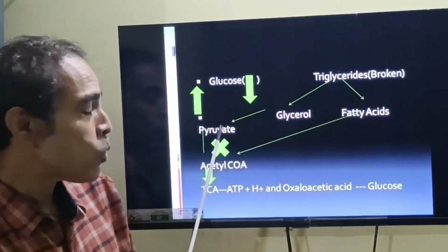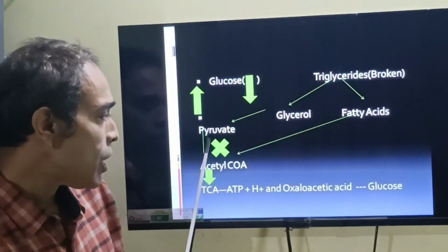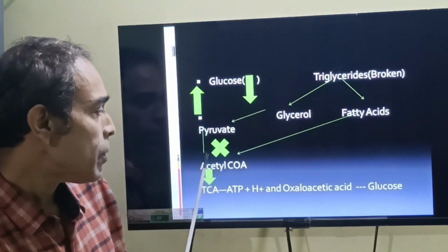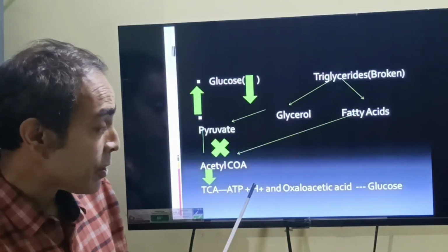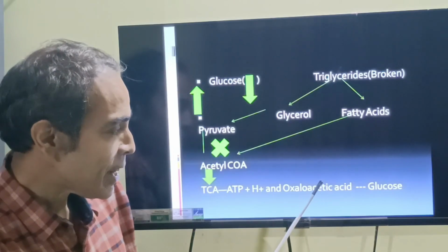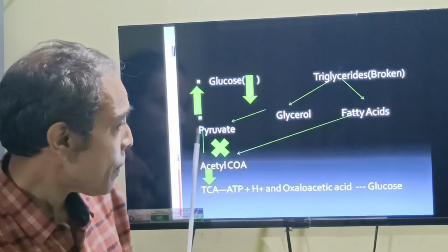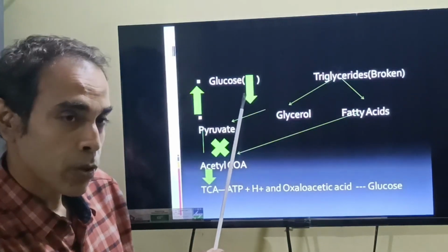Now pyruvate can go two ways. One is it can go to form glucose, or it can jump into the TCA cycle forming acetyl coenzyme A, and after that forming ATP, hydrogen ion, and oxaloacetic acid. Now oxaloacetic acid can again jump from the mitochondria, these are in the mitochondria, remember, to form glucose in the cytosol.